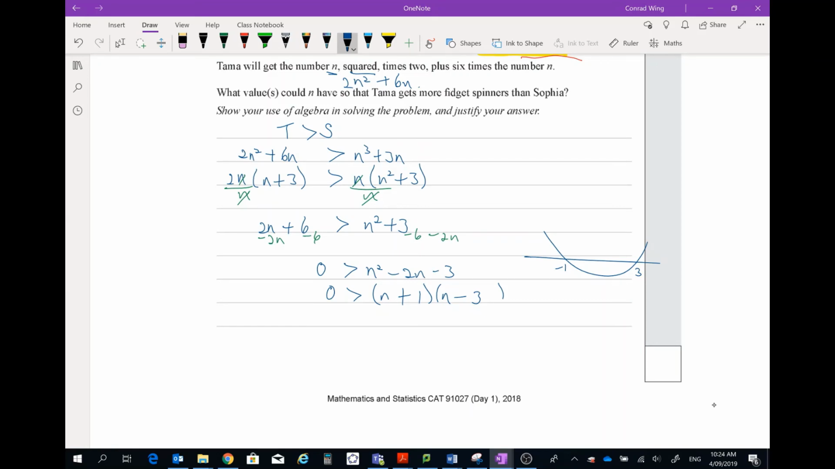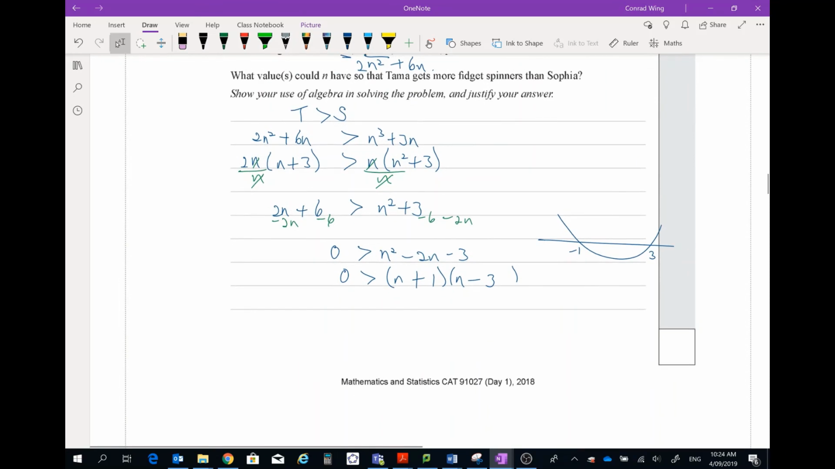Do you guys see that? Look, for this part of the graph here, is the y value positive or negative? Positive. What about for this part? Positive. But they're asking us where it's negative, so it has to be below. So what are the x values for which you get the graph being below? Between negative 1 and 3. So I'm going to write here, between negative 1 and 3.